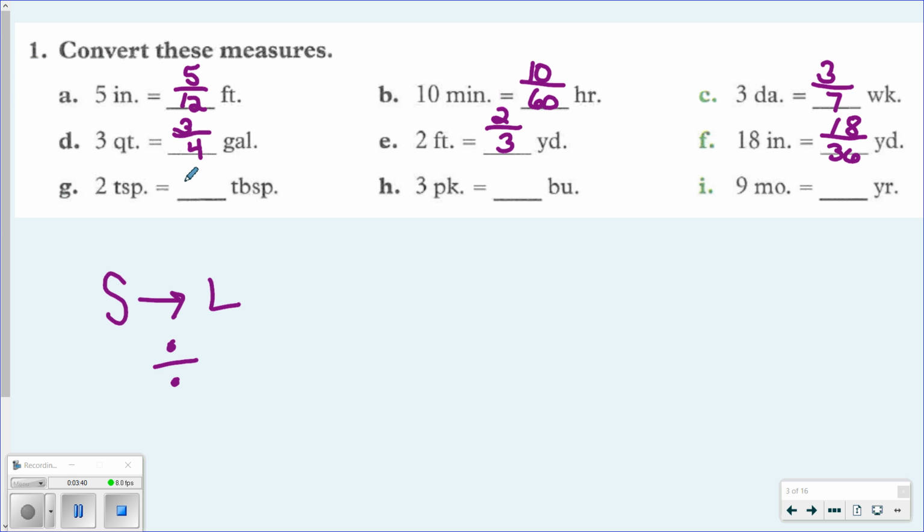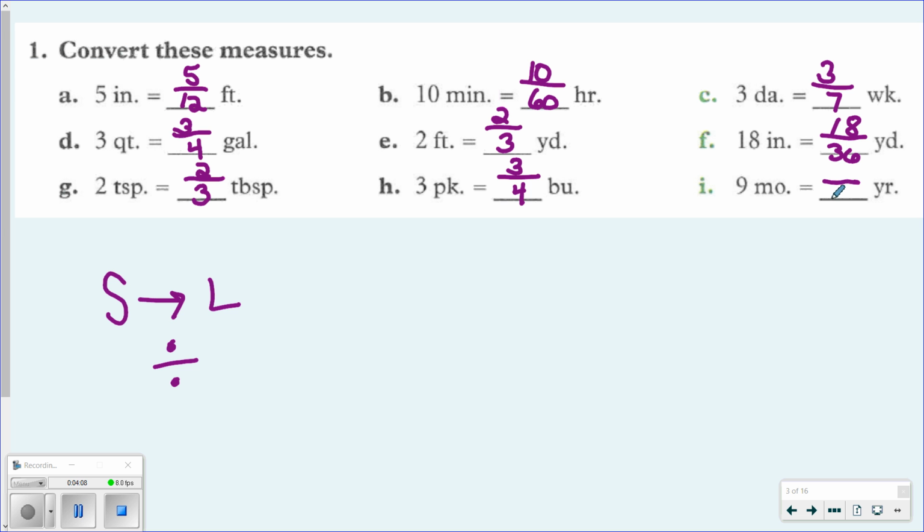Alright, in this one, teaspoons are smaller than tablespoons. And there are 3 teaspoons in a tablespoon. They want to know how much is 2 of them. So 2 teaspoons is 2/3 of a tablespoon. Alright, pecks are smaller than bushels, and there are 4 pecks in a bushel. We have 3/4, so 3 pecks equals 3/4 of a bushel.